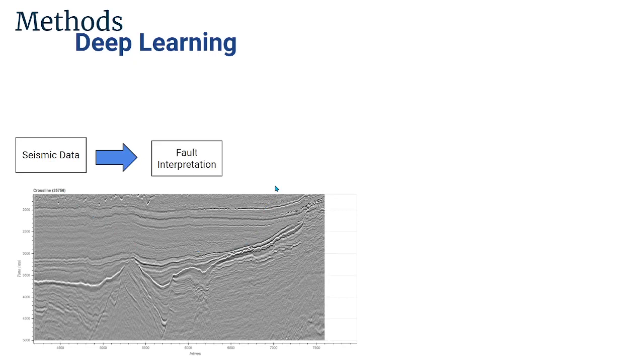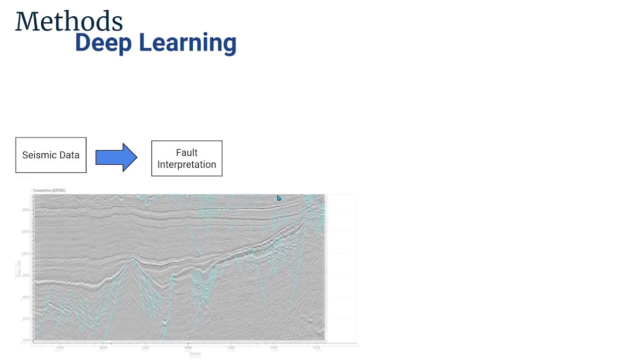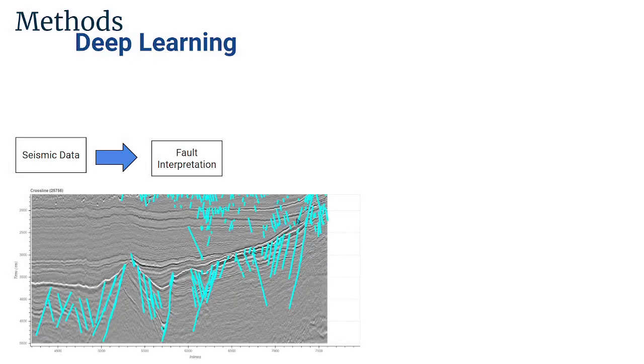Faults on a selection of inlines and crosslines were manually labeled. An example is shown here with the blue lines representing the labels. Because my study focused on Jurassic age stratigraphy, my labels focused on faults below the base Cretaceous unconformity, although where faults crossed this horizon, the labels were continued.